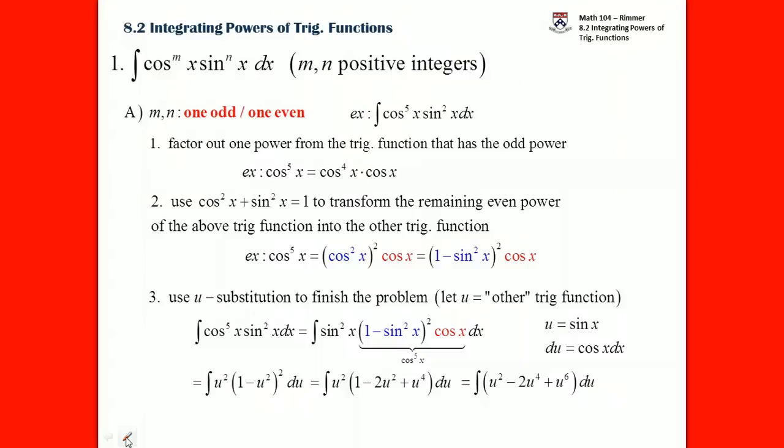Okay, multiply that guy out, and you got a nice polynomial to integrate. u cubed over 3, minus 2u to the fifth over 5, plus u to the seventh over 7. Done. Trade back in what u is, and you're done. That's the antiderivative.